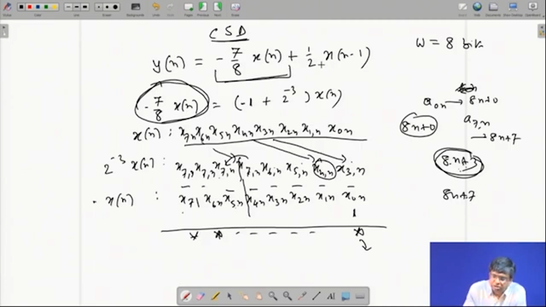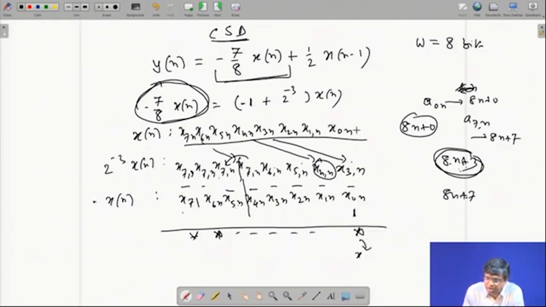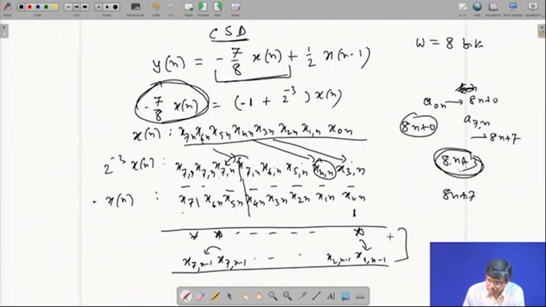So everything will be shifted to the right by 1, and there will be one sign extension. Okay, so instead of x0 n minus 1, after you shift to the right by 1 because of this half multiplication, that will go out. x1 n minus 1 will come here. Then x2 n minus 1 will come, dot dot dot, x7 n minus 1, and then this will be extended. You add them, you finally get the result. So this part, you have to do again.